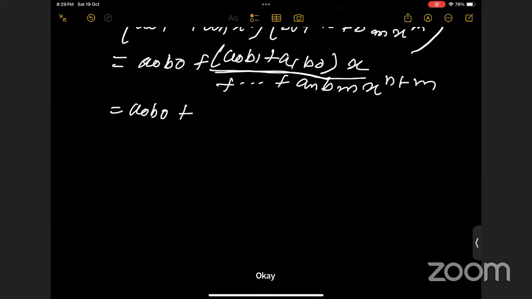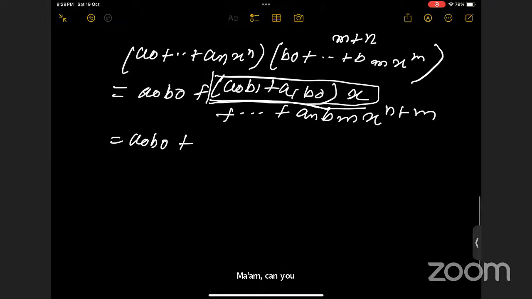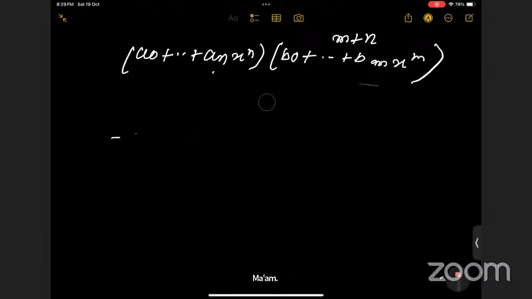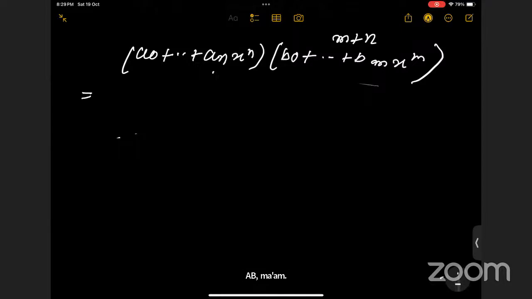Okay, so let us continue with the problem. Can anybody unmute yourself and tell me how we can express this term in a short notation? Ma'am, can you explain these terms from the basics, because I'm not able to understand them? Summation of i equals 0 to n a_i b_i, ma'am. Ma'am, can you explain this term using an example?